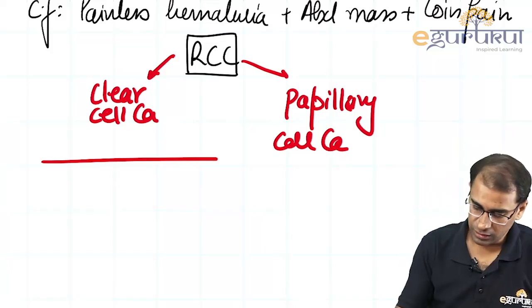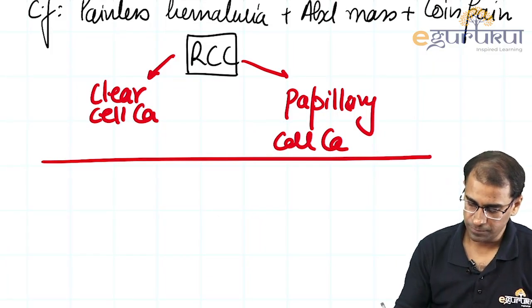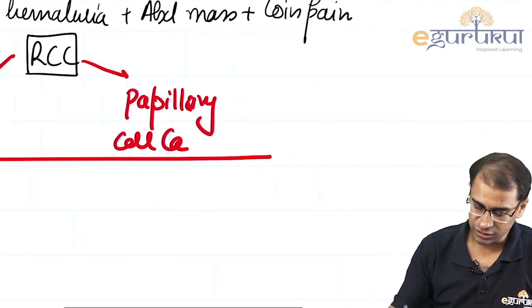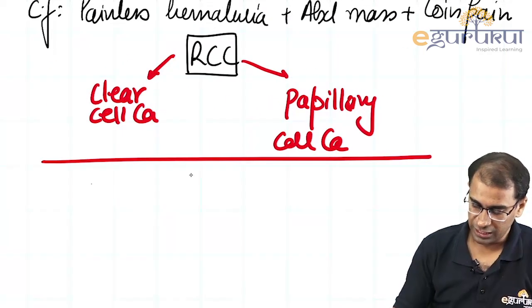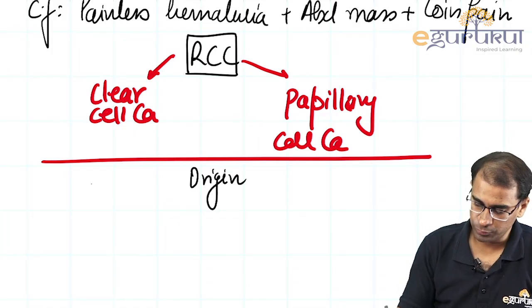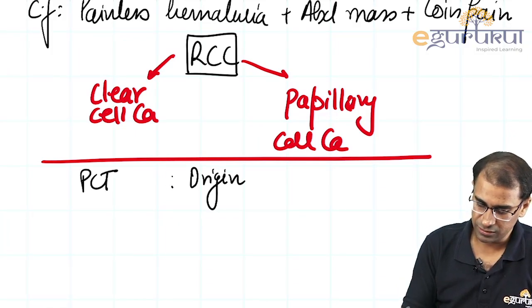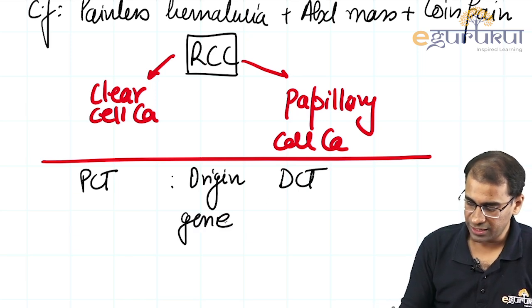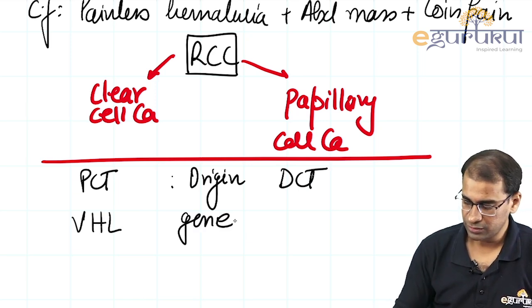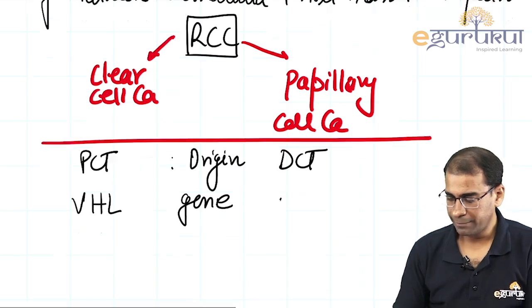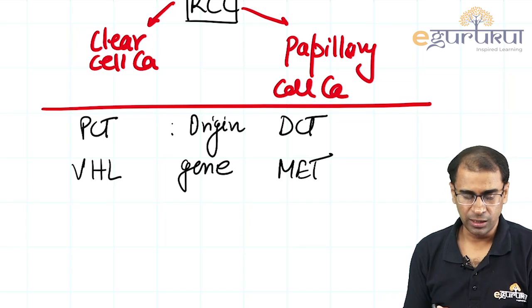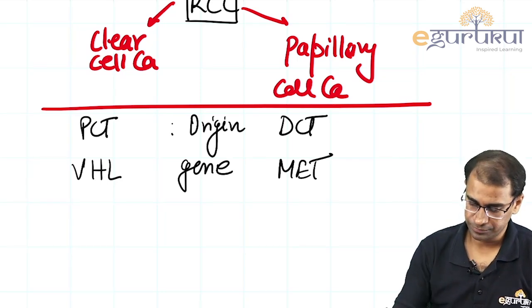See, first of all you must know that the clear cell carcinoma and the papillary cell carcinoma have different origins. They both originate in the tubules, clear cell in the PCT, papillary in the DCT. The gene mutation in clear cell is the VHL gene, and papillary cell carcinoma has a MET gene mutation.